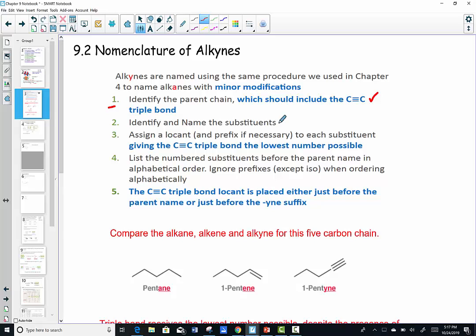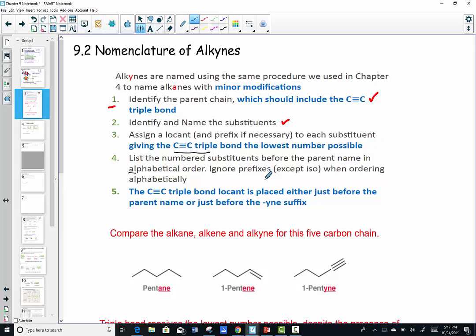We'll identify and name all of the substituents. We'll assign a number, a locant, to each substituent, giving the triple bond precedence. The triple bond must have the lowest number possible. So it is given the priority when numbering. Then, of course, we know to list the substituents before the parent name in alphabetical order.